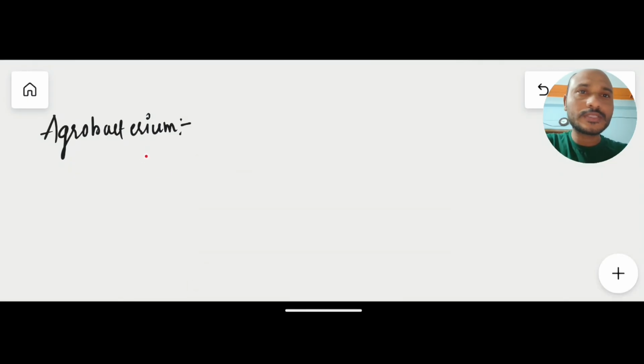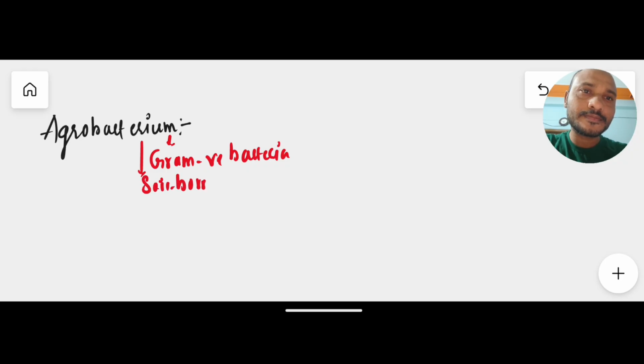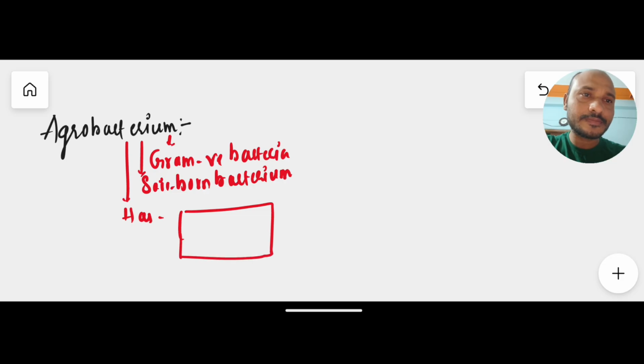Generally, Agrobacteria are gram-negative bacteria, and they are soil-borne bacteria. And generally, this is the structure of the bacteria.